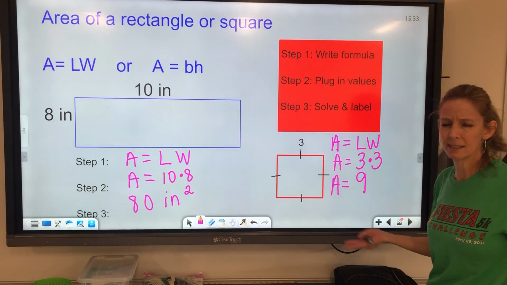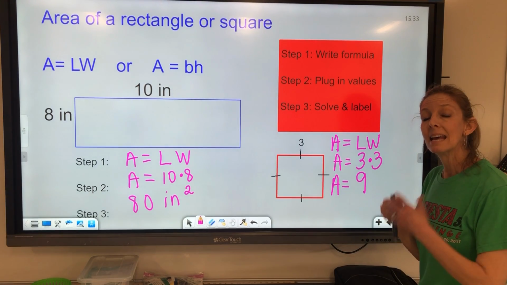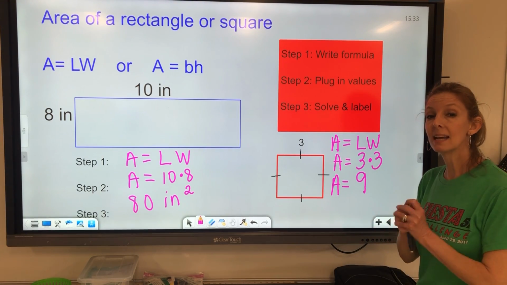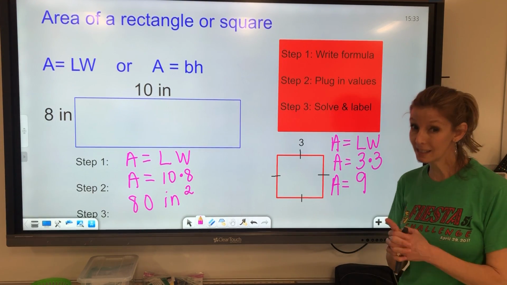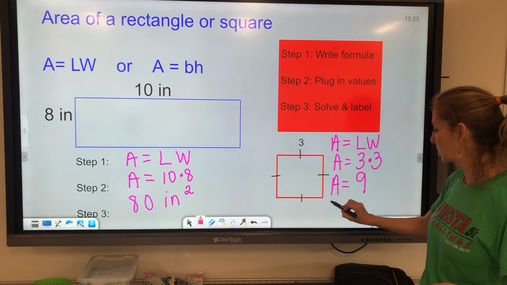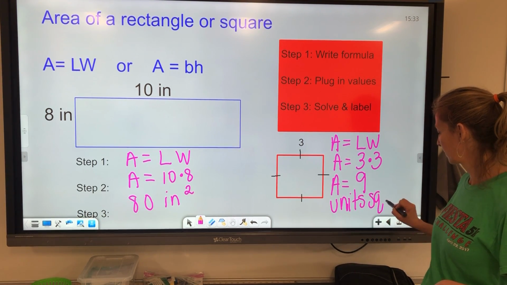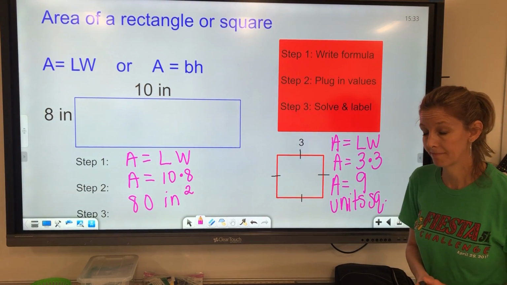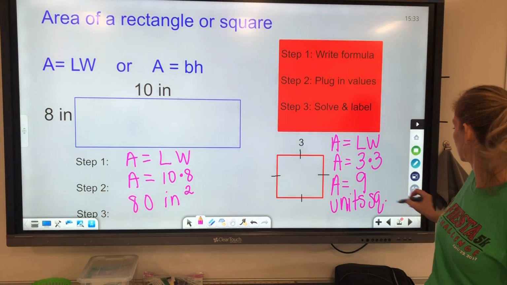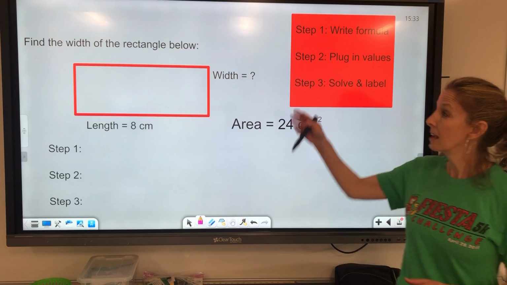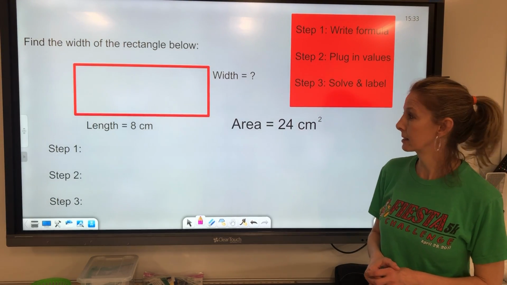But what do we label it? It doesn't say inches or centimeters. So here, this is really important. If it doesn't have a specific unit of measurement, you still have to label. We would call it units squared, or you could say square units.